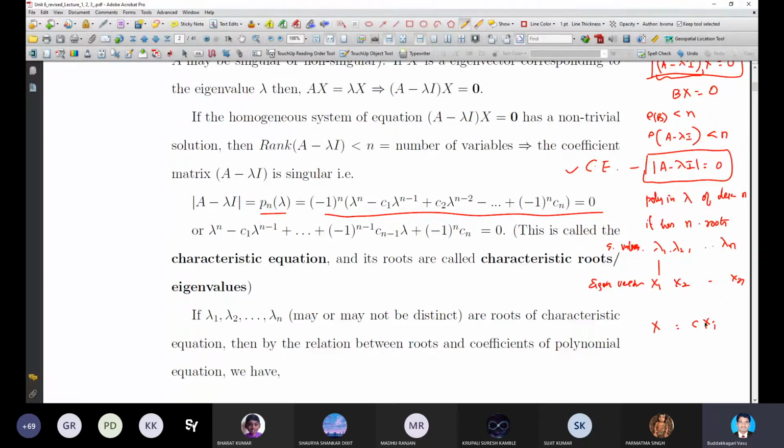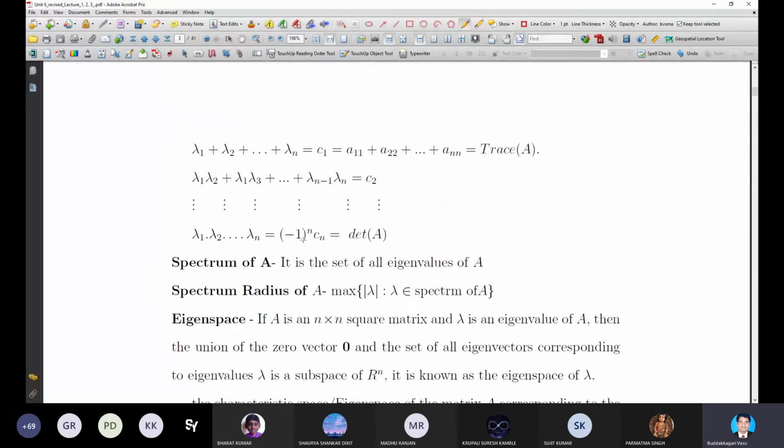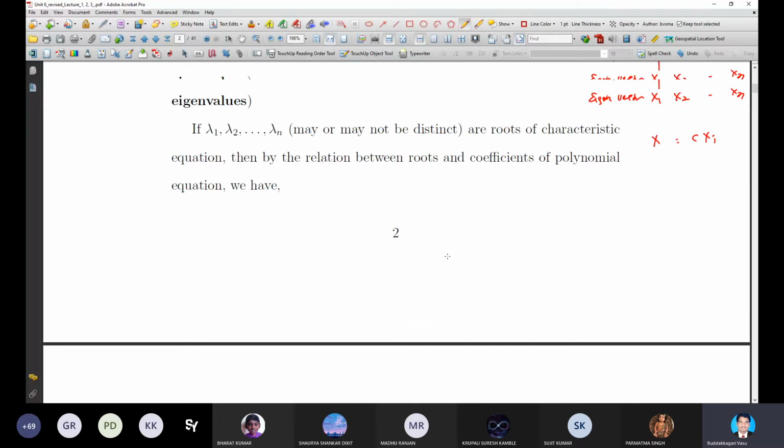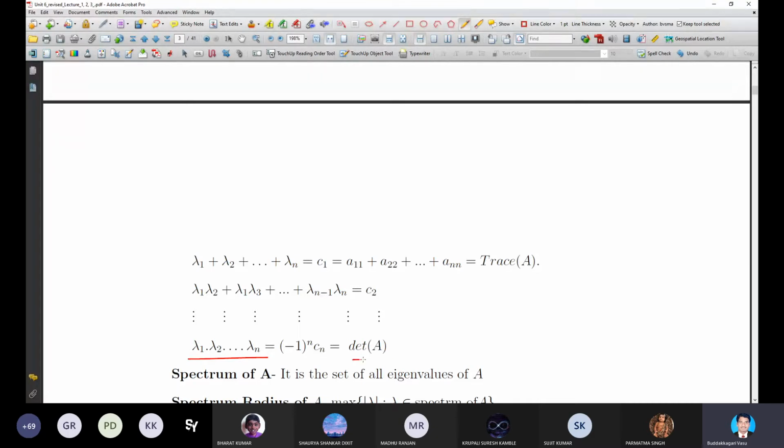Now there are some properties of the eigenvalues and eigenvectors. The sum of eigenvalues is called the trace of A. Trace of A means sum of the principal diagonal elements of the matrix. The sum of all the eigenvalues gives you the trace of A, and the product of all the eigenvalues is equal to the determinant of the matrix. These are two very important points: sum of the eigenvalues is trace A, and product of eigenvalues is determinant of A.